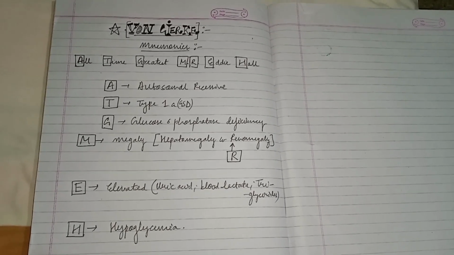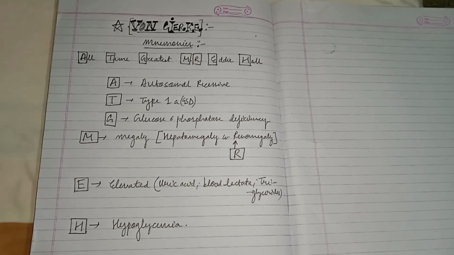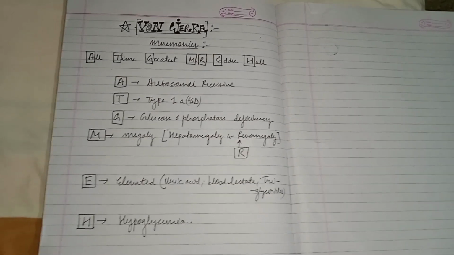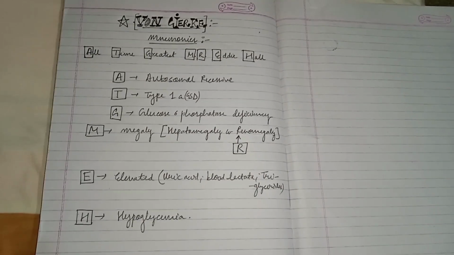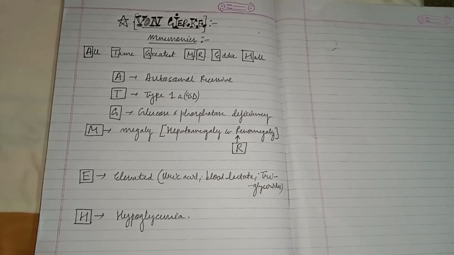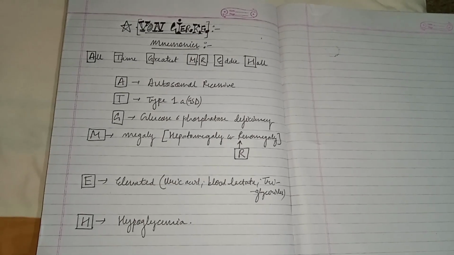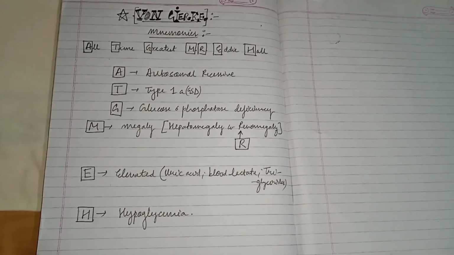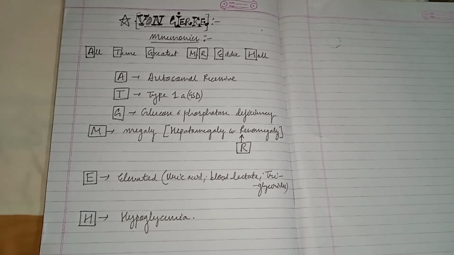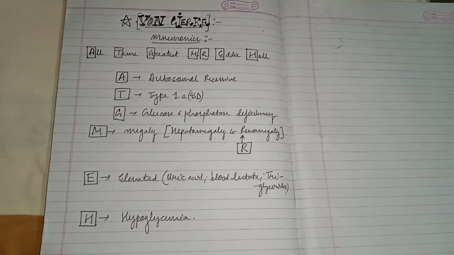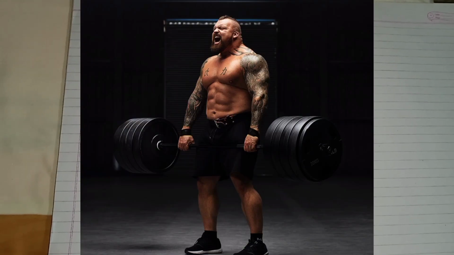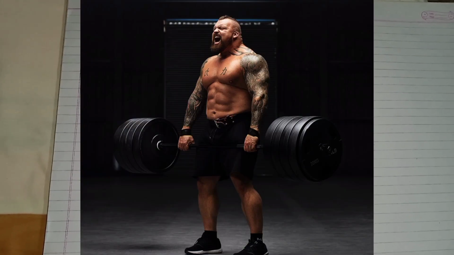Today we will be discussing von Gierke disease, the mnemonics and the points to remember about this disease. I have designed a mnemonic to remember von Gierke disease. I hope it helps. The mnemonic looks like "all-time greatest Mr. Eddie Hall." I hope you all know about Mr. Eddie Hall. He is the world champion in powerlifting and world strongman classic division.